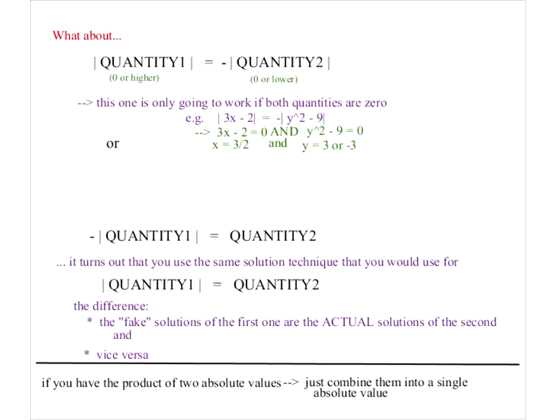Because you can do that. In other words, if you have something like this, the absolute value of x times the absolute value of y, then that's the same as just having the absolute value of xy in the first place. So the product of two absolute values is not something that really exists in the first place. At least you don't have to leave it that way.